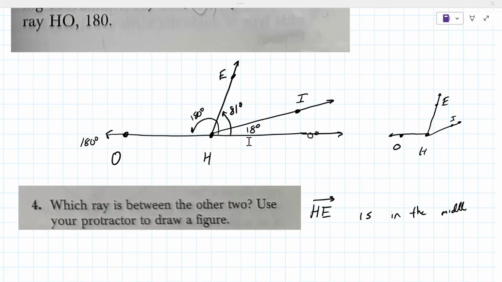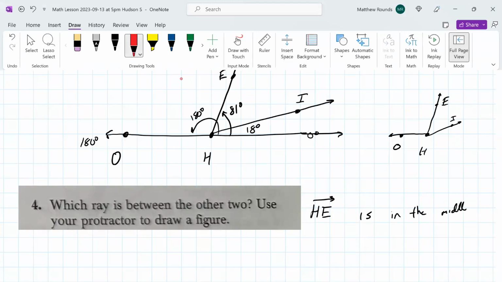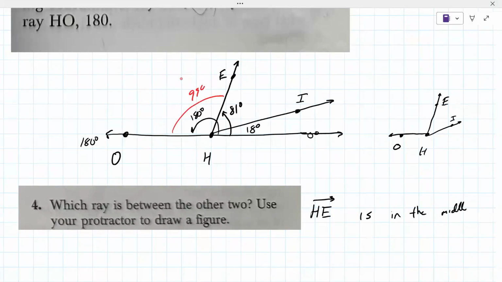Before we jump to that other question, if the whole thing is 180 and this is 81 degrees, what is the missing angle here? 99. So if we were to add that in, I'm going to do that here in a different color. This one is 99 degrees. What about the one between these two? We know the whole thing is 81 and this is 18. 63. Yes.